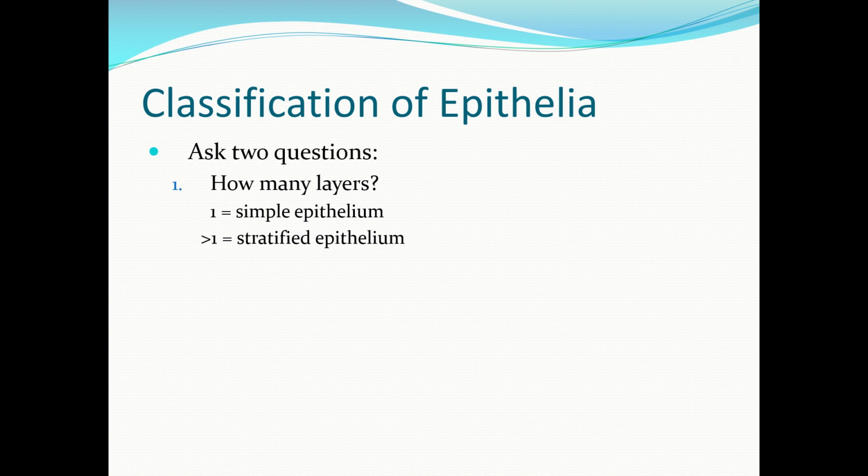When classifying epithelia, two questions need to be asked. The first question is how many layers are in the epithelium. If there is one layer of cells, it is called a simple epithelium. If there is more than one layer of cells, it's called a stratified epithelium.